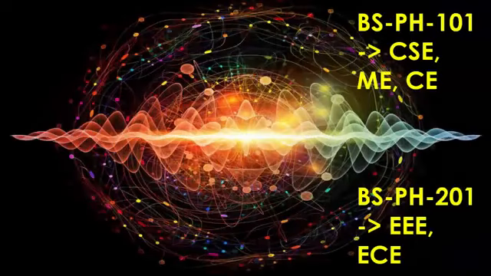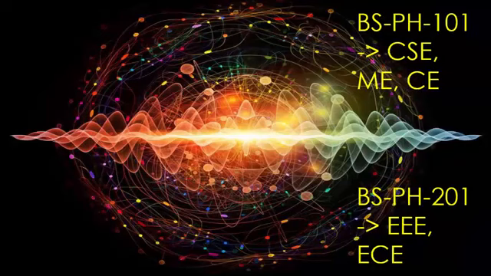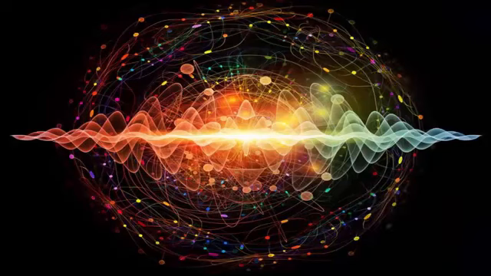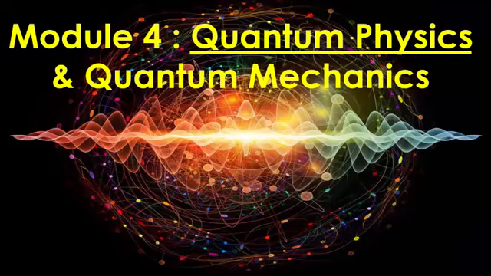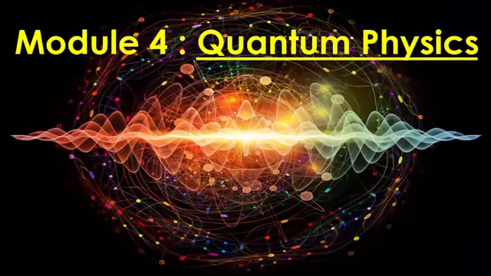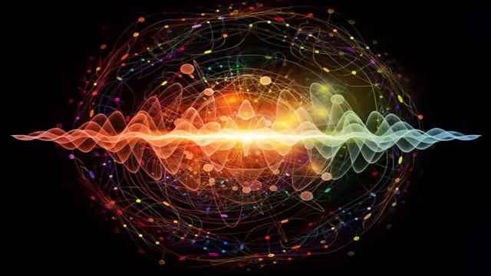WBUT syllabus, the paper code for physics is BH PH 101 and PH 201, and that's for the department. So in this physics syllabus, under module 4, you have quantum physics and quantum mechanics, and I will be teaching quantum physics. This quantum physics is classified into 4 lectures.